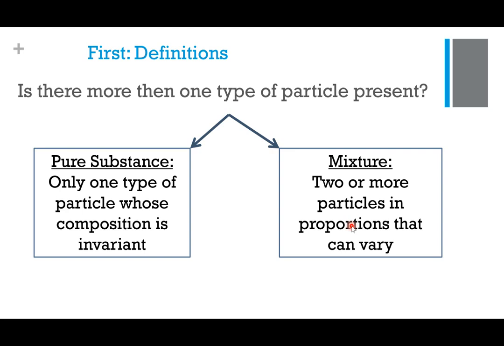What do we mean by proportions can vary? The example I like to use here is sweet tea. Sweet tea in the north versus sweet tea in the south. Sweet tea in the north, we've got a little bit of sugar, lots and lots of tea. Is that a mixture? Well, yeah, there's tea and there's sugar present, so 2 particles, lots of tea, little sugar. Sweet tea in the south, lots and lots of sugar, lots and lots of tea.